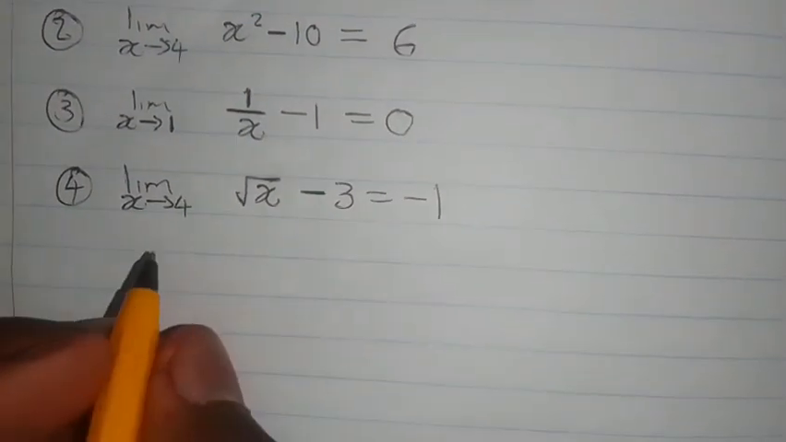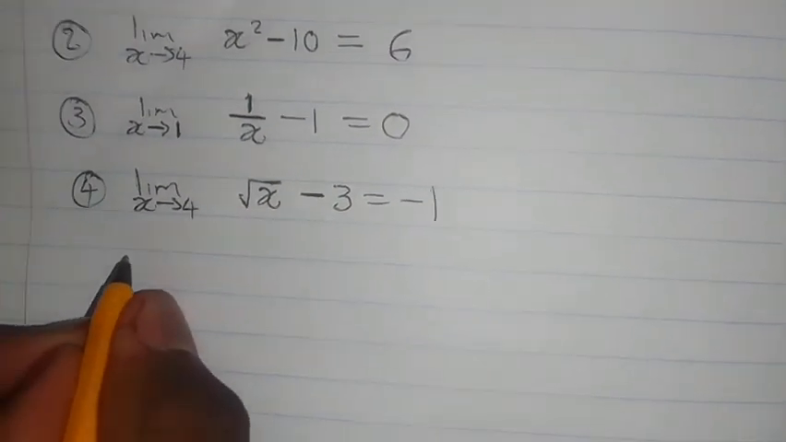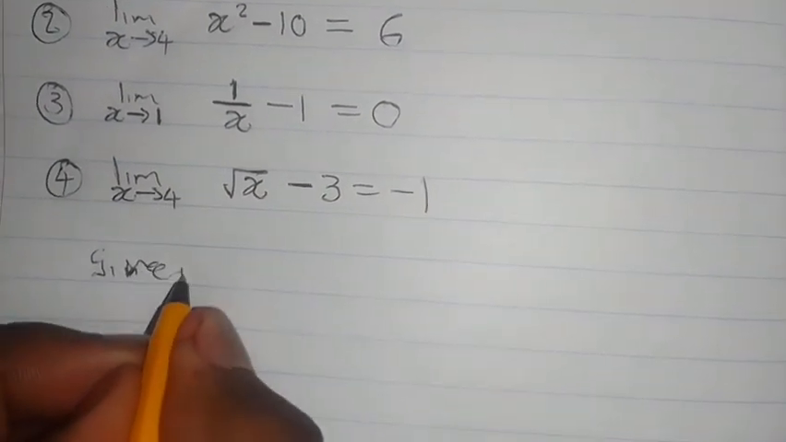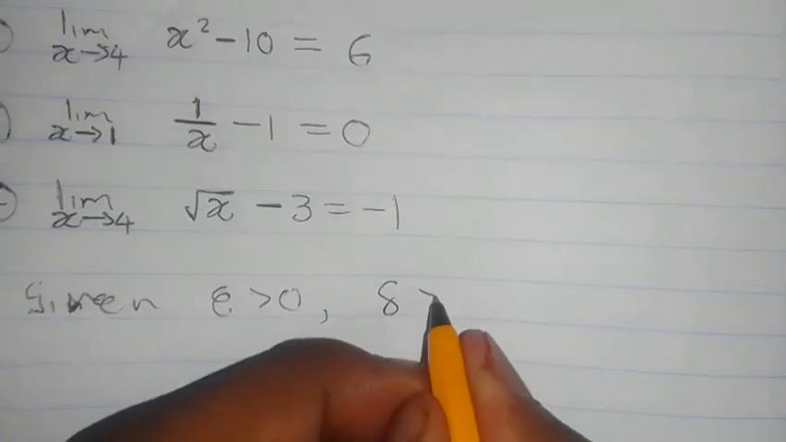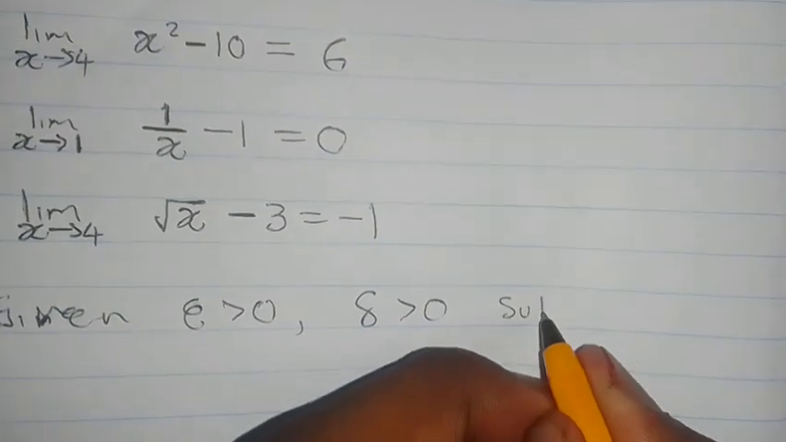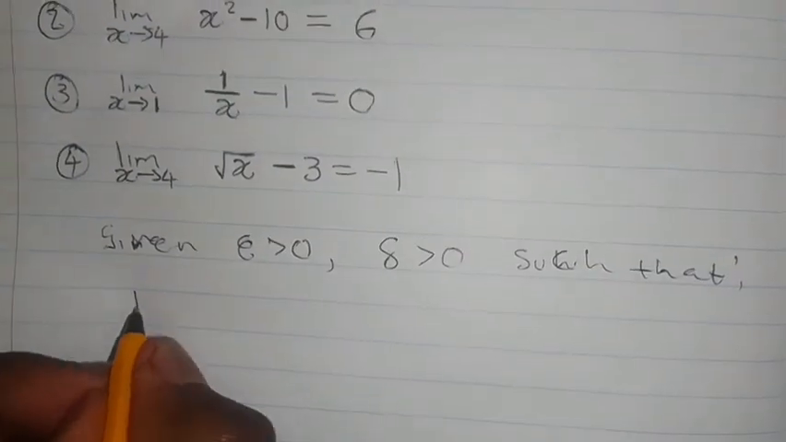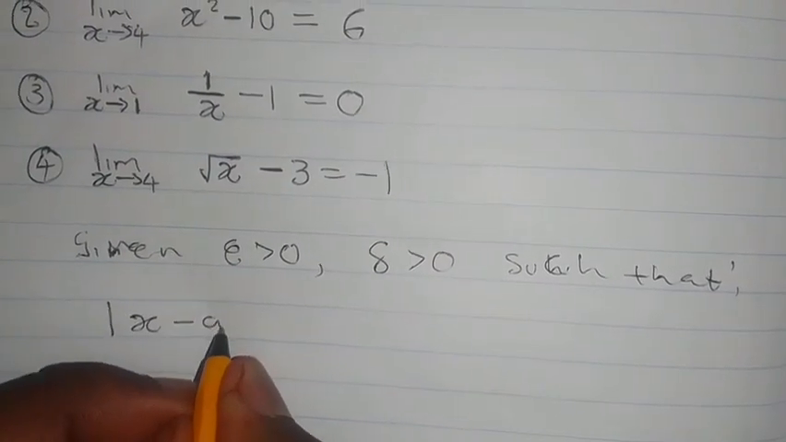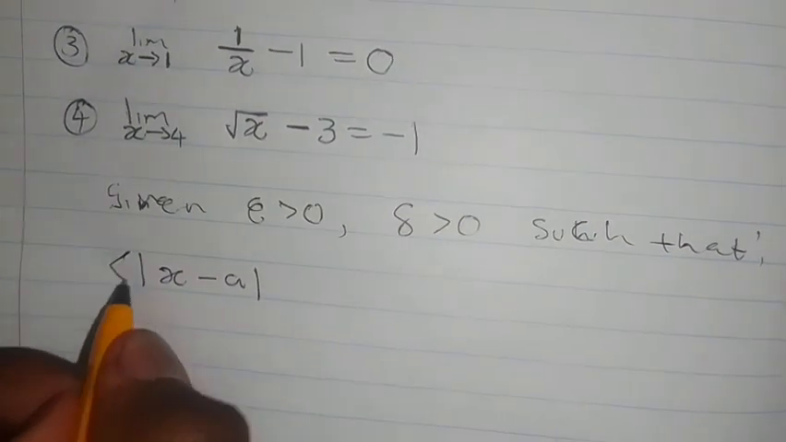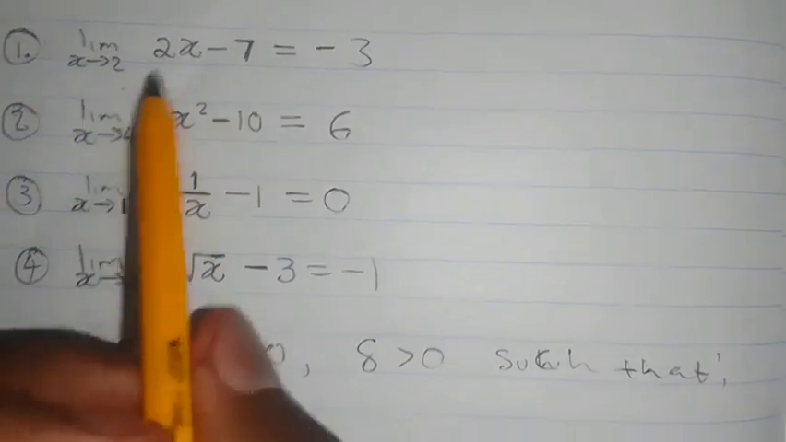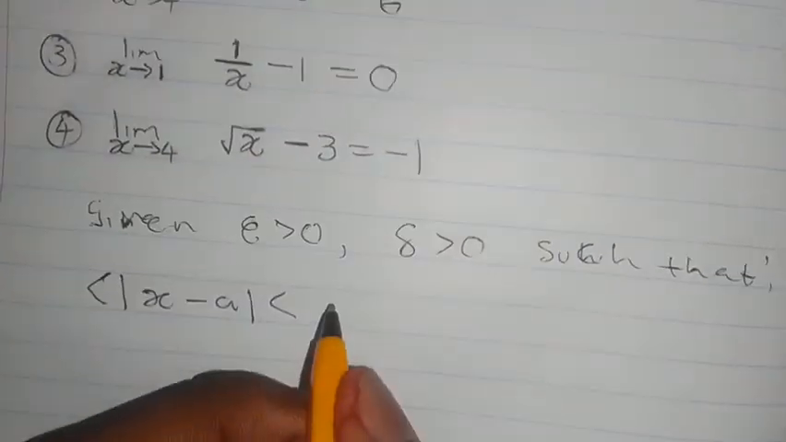So whenever you are dealing with the precise definition of a limit, you are given epsilon greater than 0, and you want to find delta greater than 0, such that the absolute value of x minus a. Remember, this comes from the limit you have. Here a will be equal to 2, here a will be 4, and so on, progressing like that.